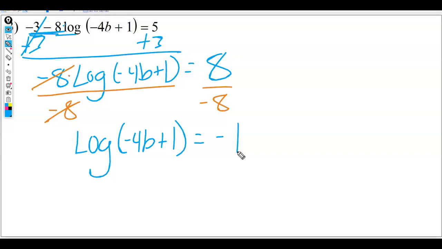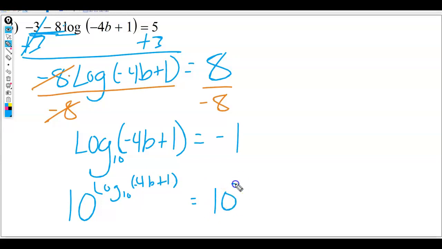Now, what makes this one a little bit tricky is the fact that there's no base, is there? But we learned a while back that when there's no base, it's 10. So if you wanted to exponentiate, you would be using 10 as your base. Log base 10 of -4b plus 1, and 10 to the -1.